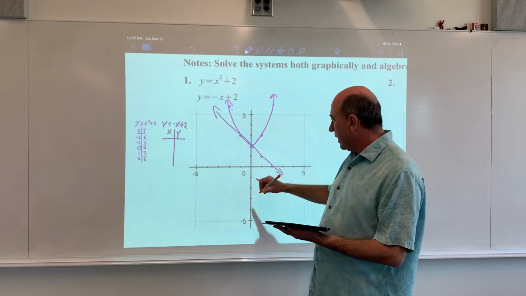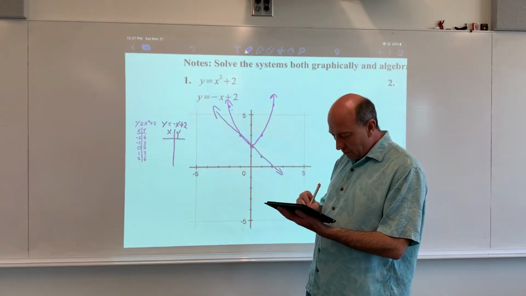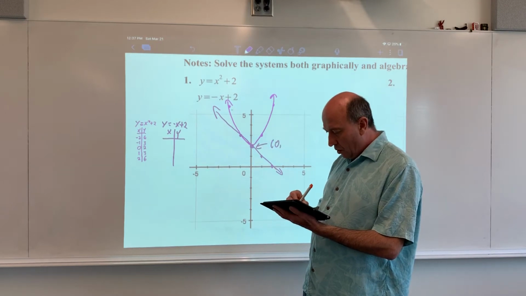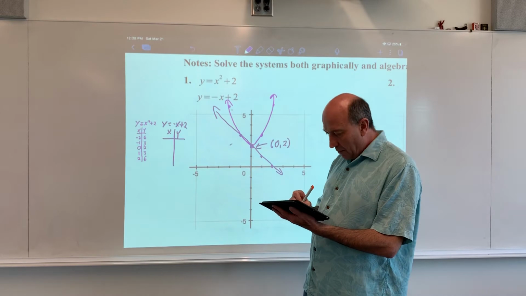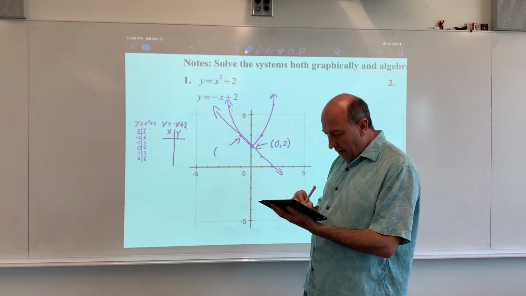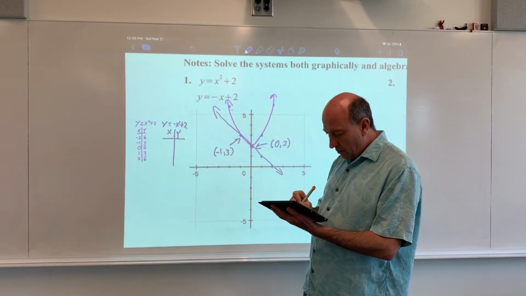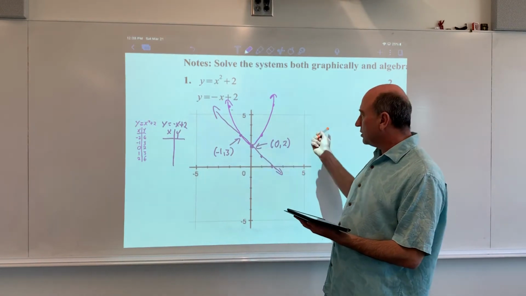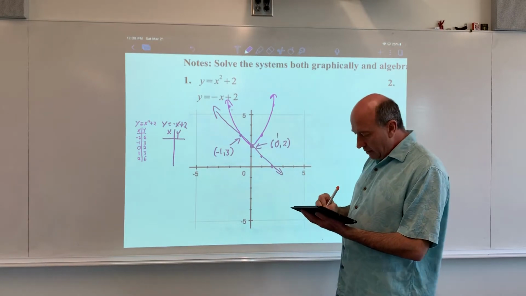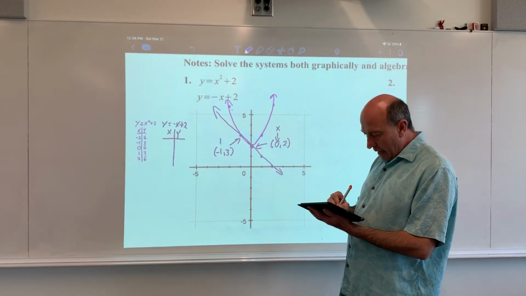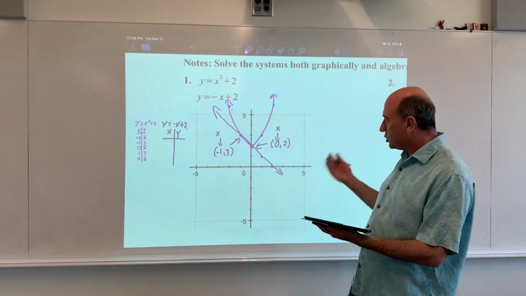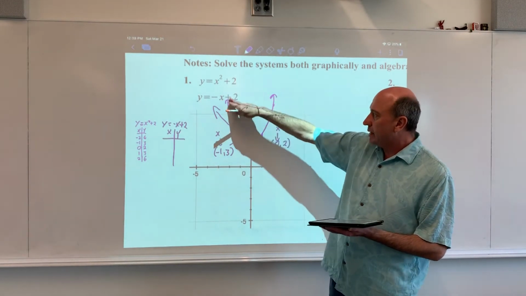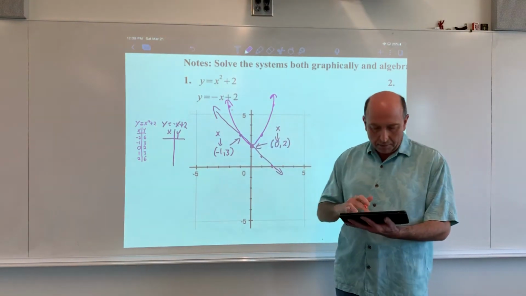So it would appear my solutions are 0, 2. X is 0, y is 2. And it appears that that's a solution. That's negative 1, 3. So if I've graphed it correctly, those are my solutions. So if I solve it algebraically, I should get x is 0, and x is negative 1, because I'm going to solve it for x. And then if I want to plug it back in, I can plug it back into the top or the bottom to get the y value.